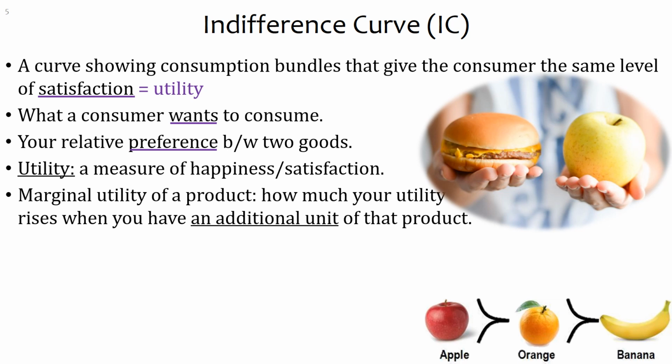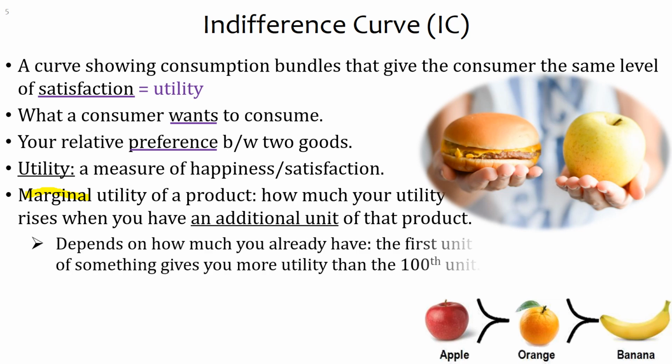Marginal utility, this term marginal, you've seen that before. It means how much your utility rises when you have an additional unit of the product. One more of some item. And it depends on how much you already have. The first unit of something gives you more utility than the second unit, or the third unit, or the 100th unit.